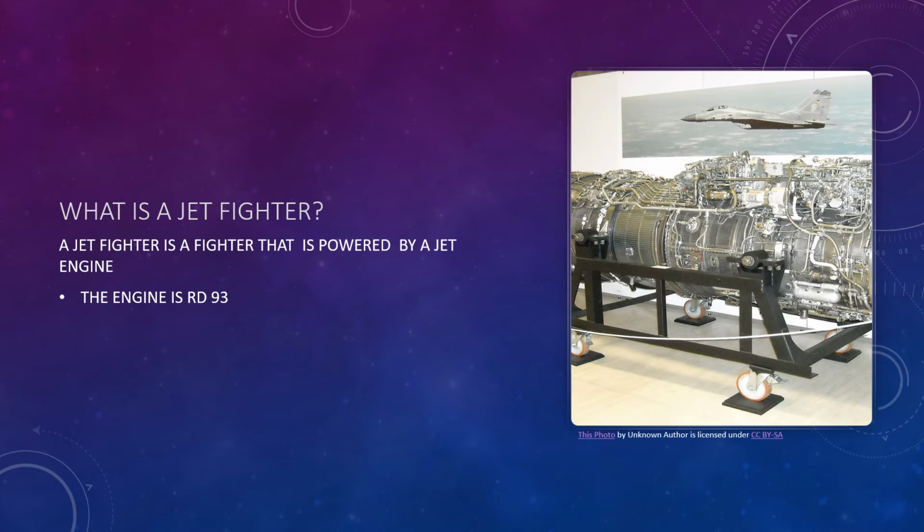Basically, a fighter jet is a jet which is powered by a jet engine. On the right-hand side, you can see the RD-93, which is the engine used in the MiG-29, which is in the picture below. The RD-93 is also the engine used in the JF-17, which is the premier Pakistani Air Force jet fighter.